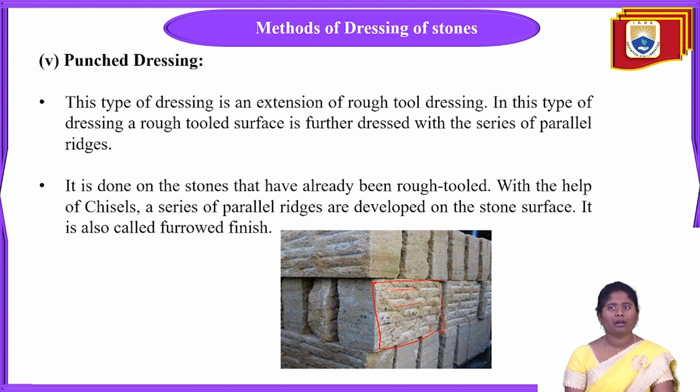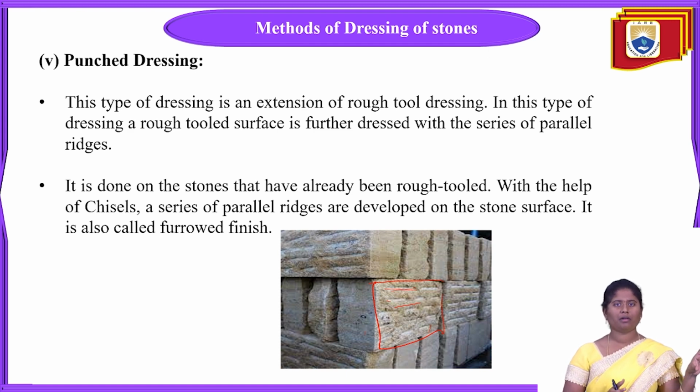This process will be done mainly on the rough tooled one only. With the help of this chisel, a series of parallel ridges are to be developed on the stone surface. This overall process is also called furrowed finish. Again I am explaining: firstly, we have to take this rough tooled dressing stone.